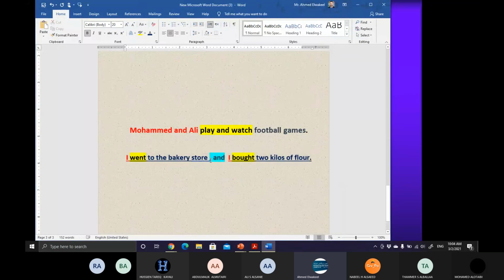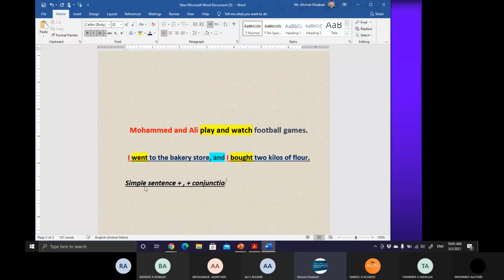So simply we can say that any compound sentence is when you bring one simple sentence plus comma plus conjunction plus another simple sentence. And that's your math equation. So one simple sentence plus comma plus conjunction plus another simple sentence, you got the compound one.